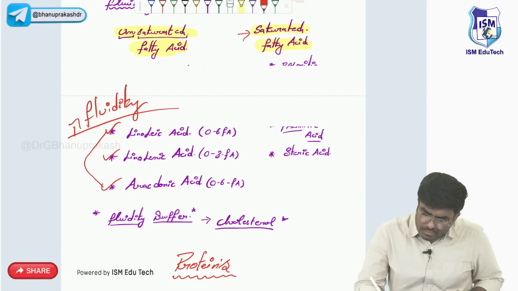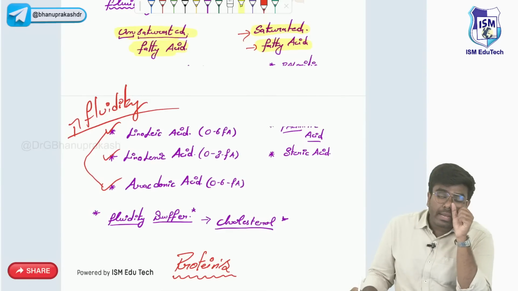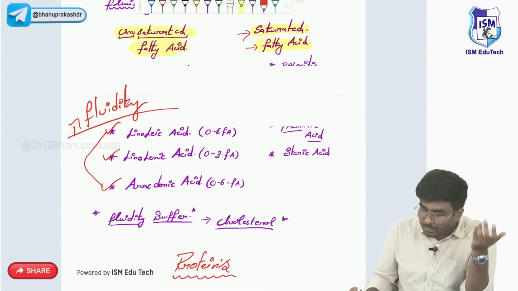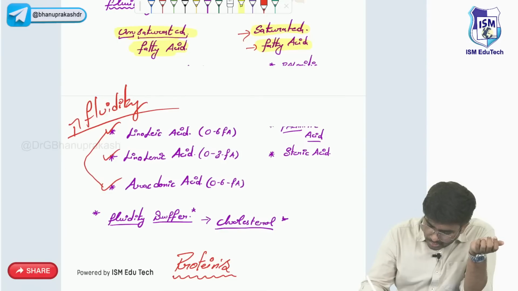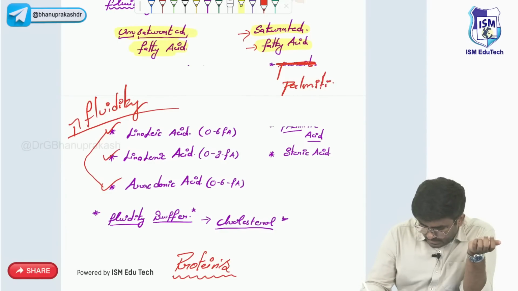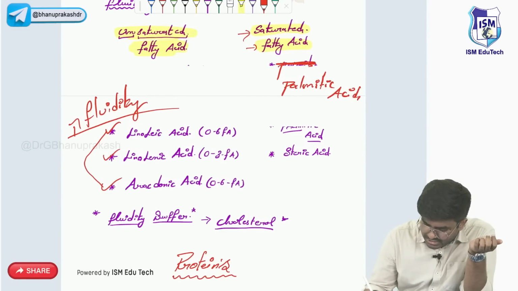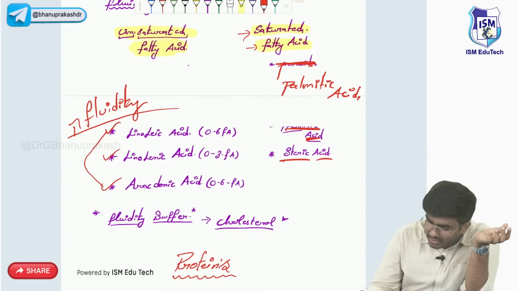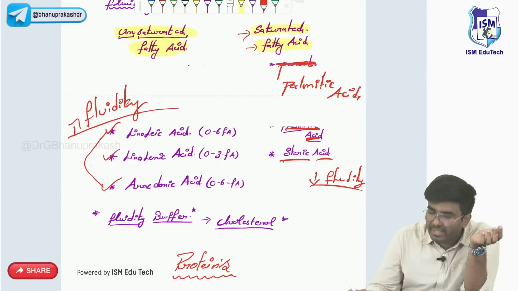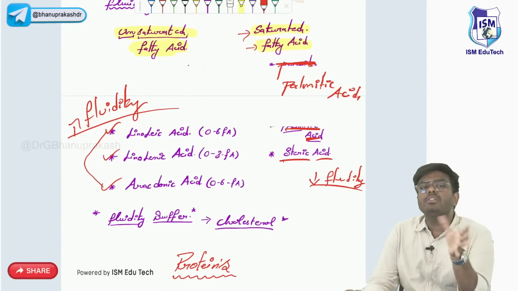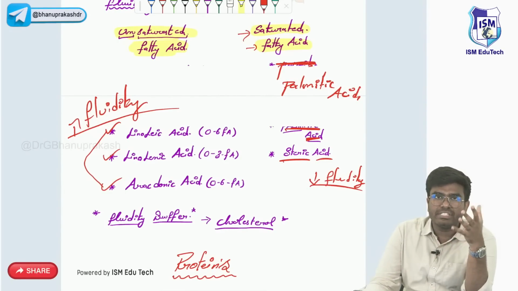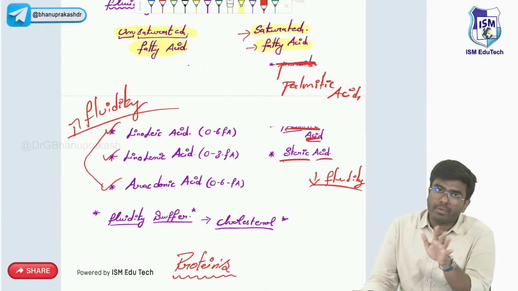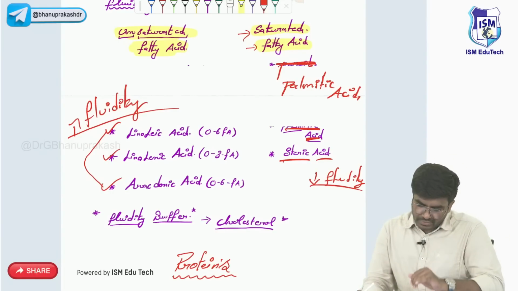But whenever you consume junk foods, those contain saturated fatty acids. Examples of saturated fatty acids are palmitic acid and stearic acid. What will they do? They decrease the fluidity. They make the cell membrane rigid. So regarding fluidity, there are substances which increase it, unsaturated fatty acids, and substances which decrease it, saturated fatty acids.